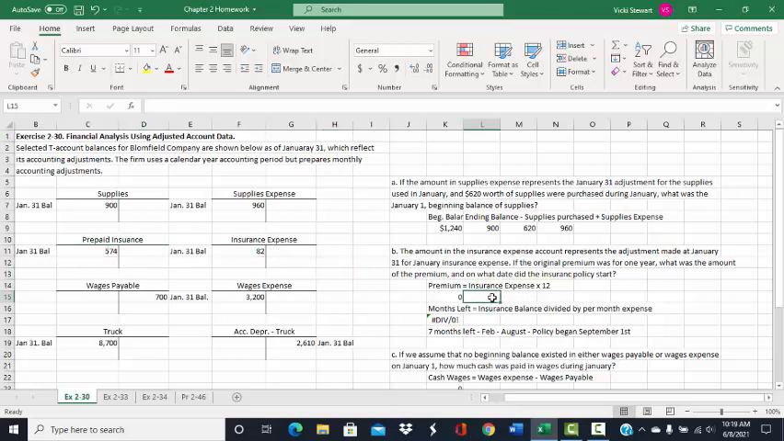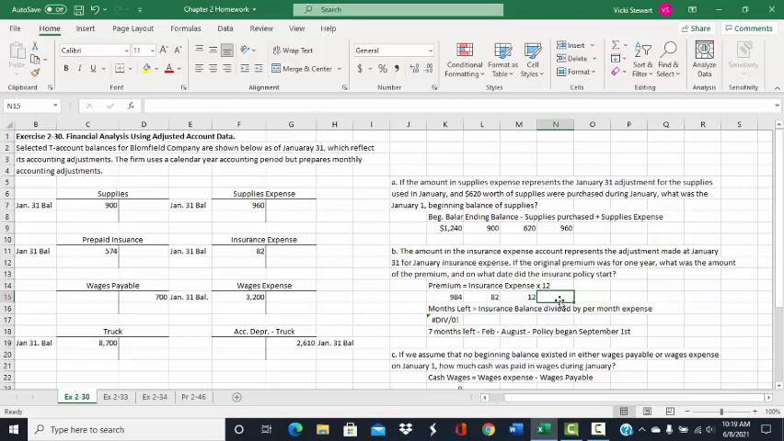So we want to first determine what was the original premium. If we have $82 expense per month and the policy is for 1 year, then we would multiply that by 12 and we can see that our original premium would have been $984.